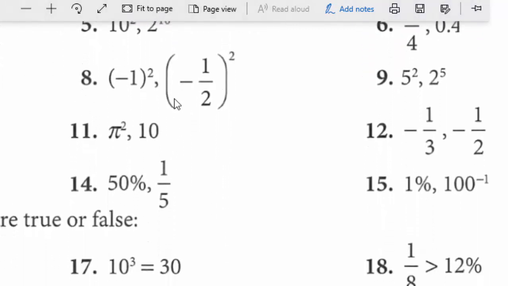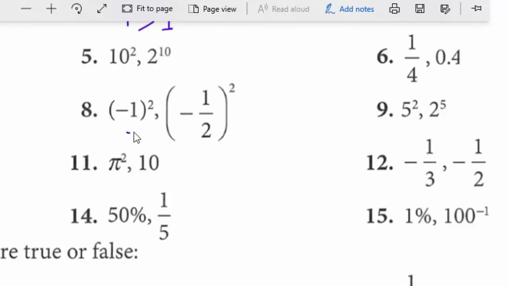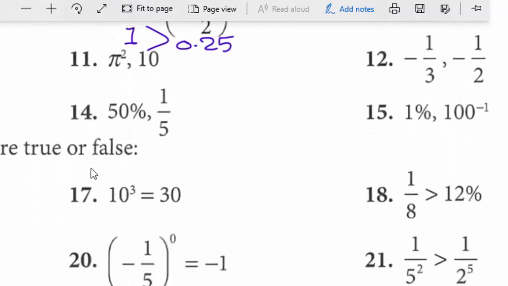For example, this one, -1 squared will be positive 1, and (-1/2) squared will be positive 0.25. So definitely 1 is greater. Pi is 3.14. Pi squared will be more than 10. 50% is 0.5. 1/2, 1 divided by 2 using a calculator is 0.5. So you see 0.5 is greater.